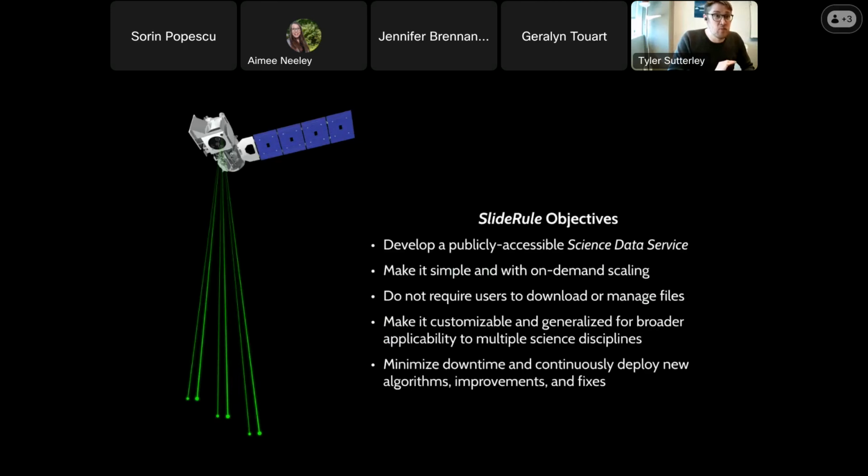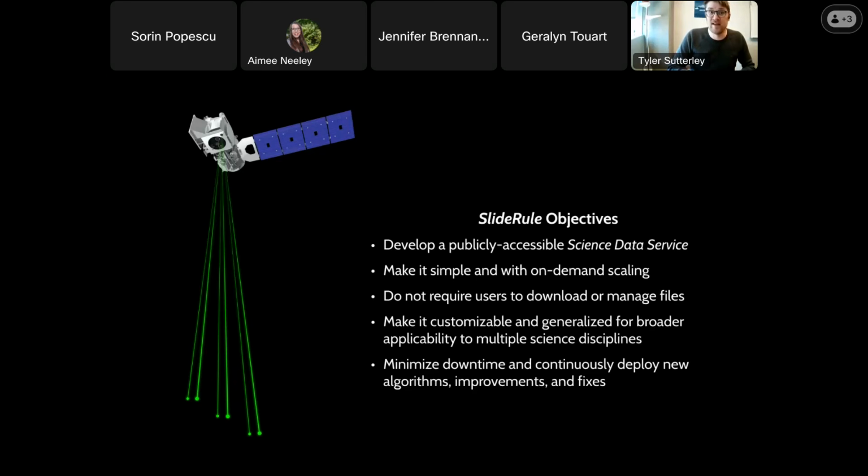We came in with a few different objectives. One is to make it publicly accessible and open access, so you can look at all the code that we've ever made for this product. It's on our GitHub, and so you can see exactly what it is. There's nothing behind the curtain. We try to do exactly what we say. We also try to make it super simple so that you can do what you want without being an absolute expert in how ICESat-2 works.